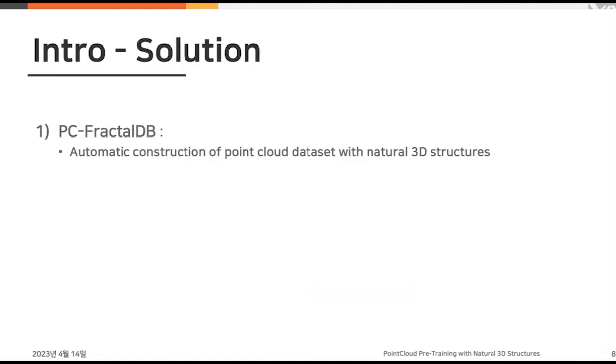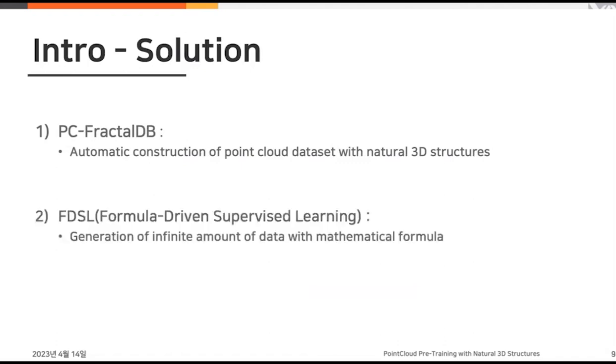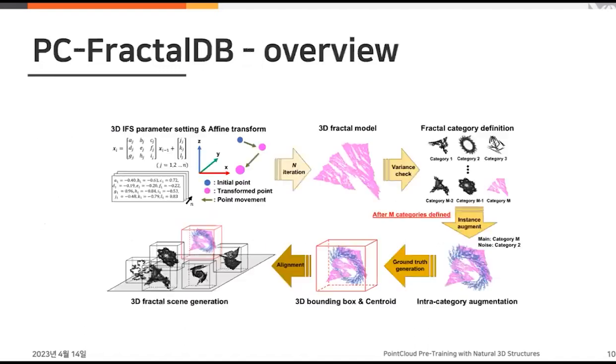Number one was the PC-Fractal Database. It is an automatically constructed 3D point cloud scene dataset that they believe somehow could represent natural 3D structures. Number two is formula-driven supervised learning, aka FDSL. It means that they created a system that can generate infinitely many data sample and target label pairs with a mathematical formula that mimics natural representation of the real world. So now let's dive in to see how the PC-Fractal Database was made.